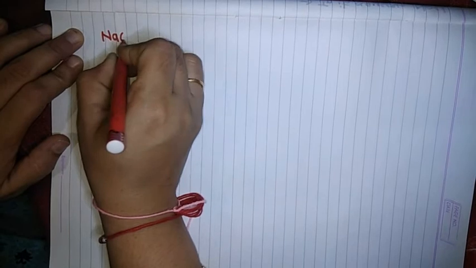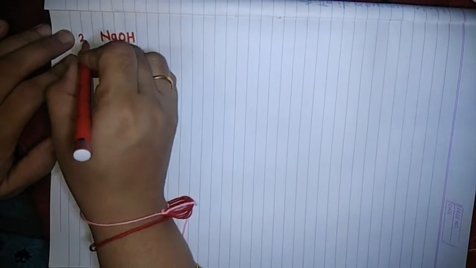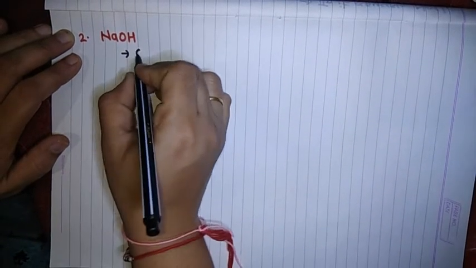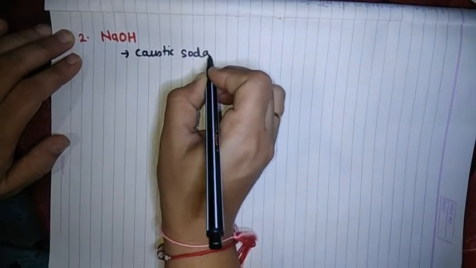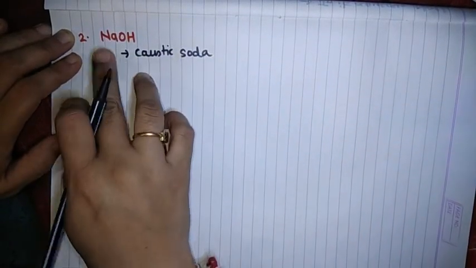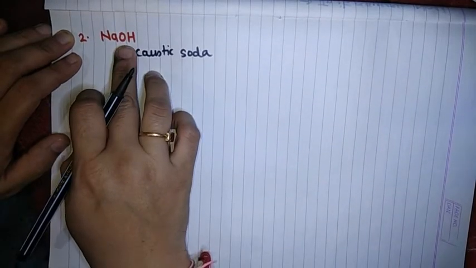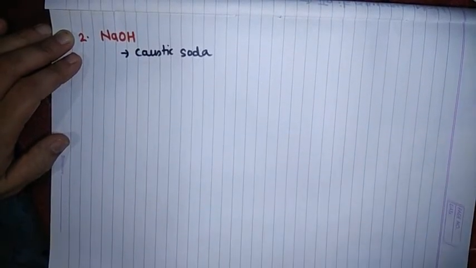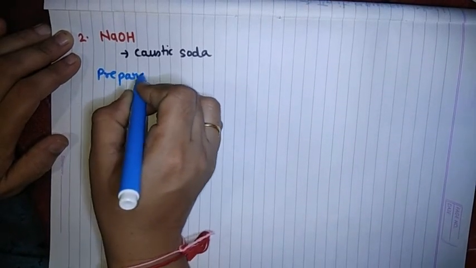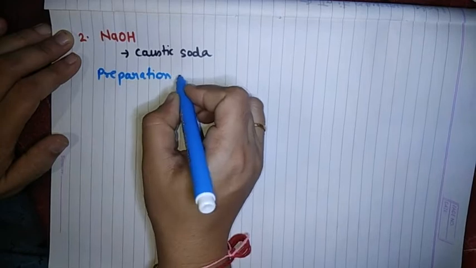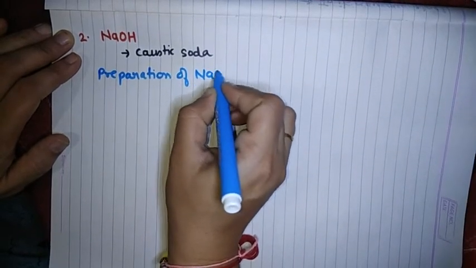Let's talk about NaOH. We can see that this NaOH is commonly known as caustic soda and its chemical name is sodium hydroxide. How can we prepare this? Let's take a reaction to understand this. Preparation of NaOH.